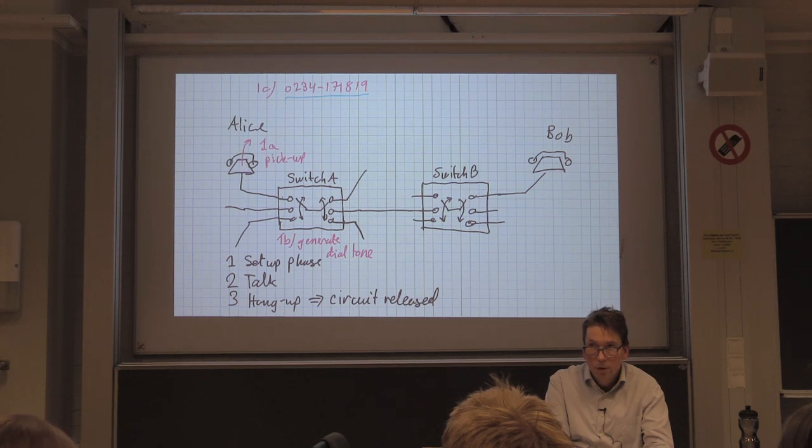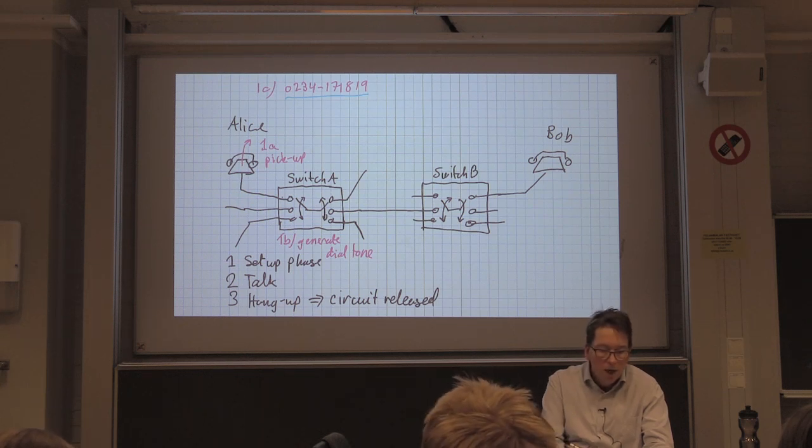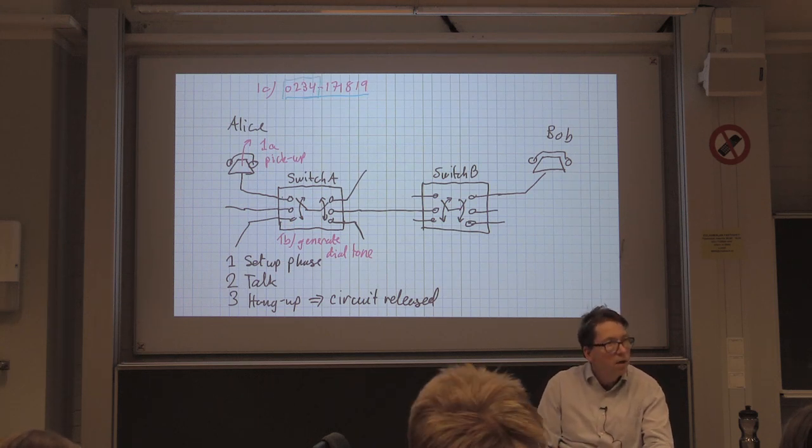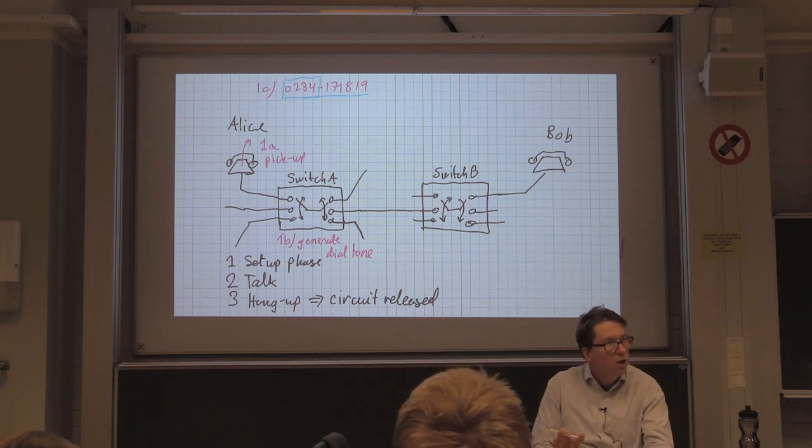I can't recall what the name of it is. Like in Swedish, riktnummer och sen så telefonnummer. So the area code and then the actual telephone number. So the switch A here needs to figure out, okay, it needs to go to some destination given by the area code. And then the switch knows essentially in which general direction to go.